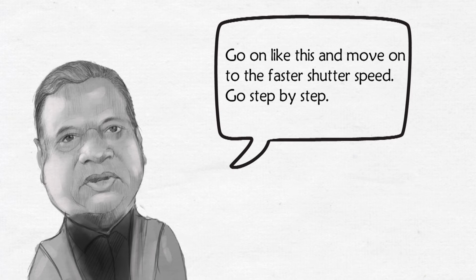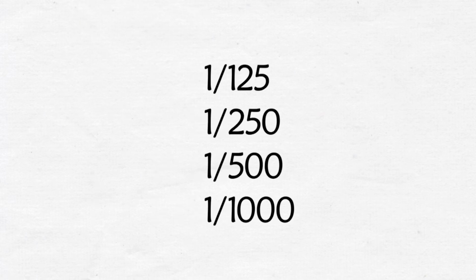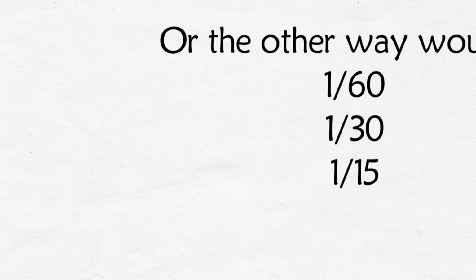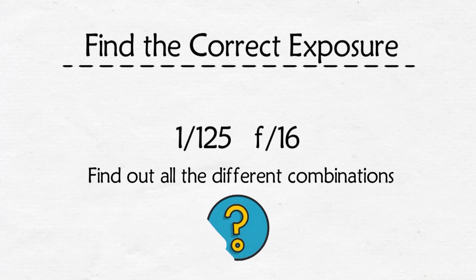Do not suddenly pick up some shutter speed and find out what it is, but go step by step, 1 by 125, 1 by 250, 1 by 500. The other way it would be 60, 30, 15, whatever, right. I will give you some time for it.